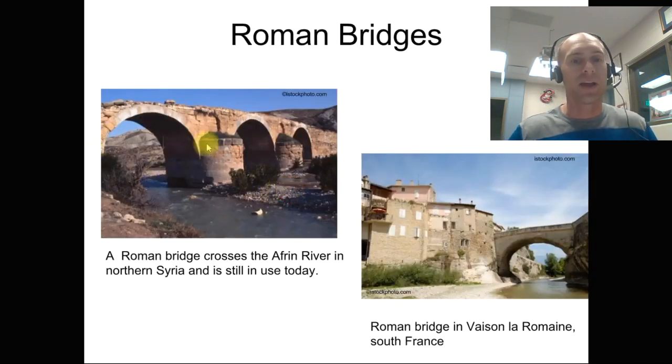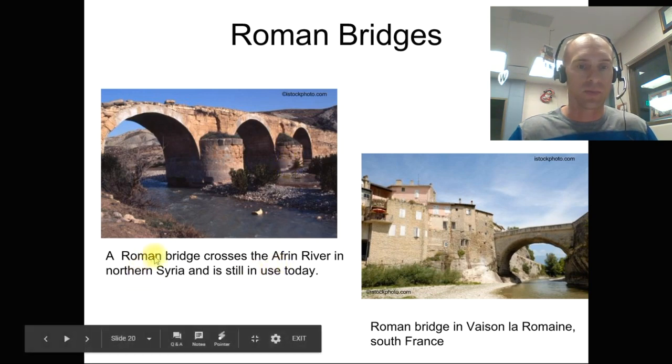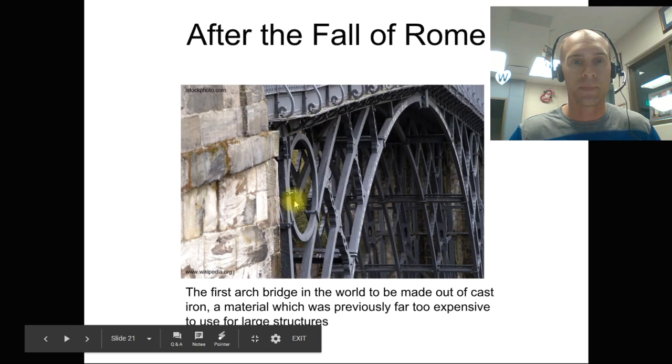Then they got more advanced. They started being able to do it with stone. And so here's a couple different examples of some stone arch bridges that were made. And these are Roman bridges in different parts of the world. One in France. Here's another one in Syria.